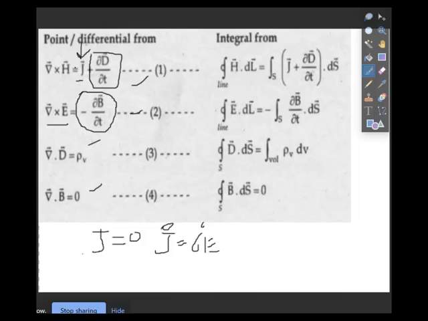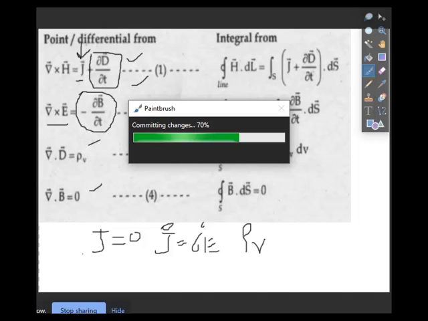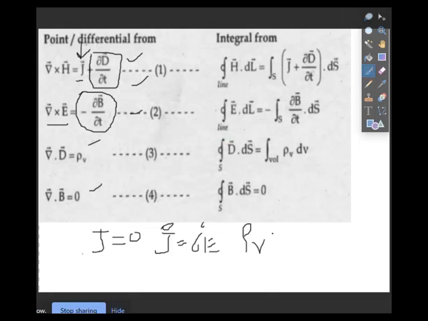Similarly, if there is no conductivity, there will be no charge, meaning rho v will be equal to 0. So for a perfect dielectric medium, rho v will be equal to 0. You can find rho v in the third expression, so this expression will be del dot D equals 0. So these two expressions, the first expression and the third expression, will change for this case.